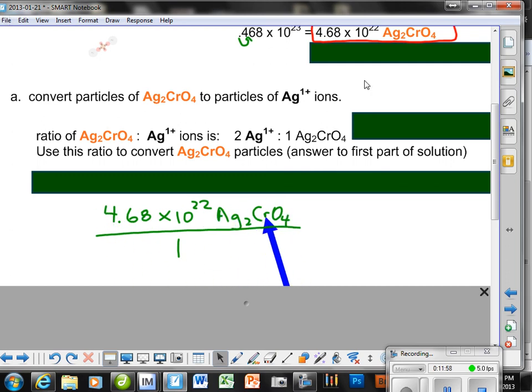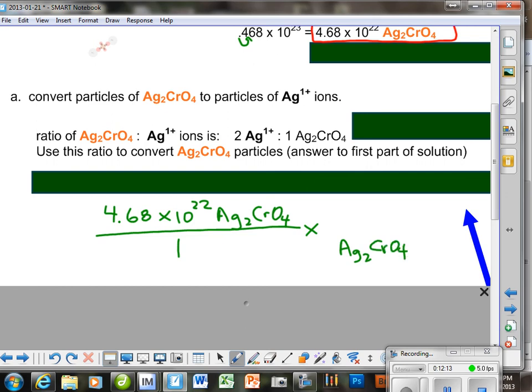This is what we're starting with. This is the whole molecule. And now we're going to use the ratio of silver to silver chromate, not dichromate. I'm going to stop saying that sooner or later. Ag2CrO4 is going to be on the bottom. There's one of those. And there's going to be 2 silver ions.